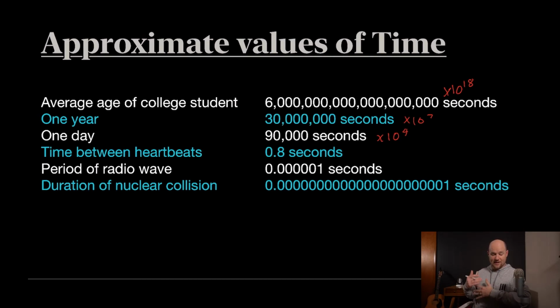Now, if we're going to go shorter to times between heartbeats, that's 0.8 seconds on average for most people. So that's an order of magnitude of times 10 to the negative 1. The period of a radio wave, maybe you don't know this, is the time it takes for one radio wave to go past you. And it's a very quick time, as you can see. It's an order of magnitude of times 10 to the negative 6. And that's because radio waves move extremely fast. And then a very, very short time period, the duration of a nuclear collision. As you can see, it is a very, very short time, order of magnitude of times 10 to the negative 22 seconds.